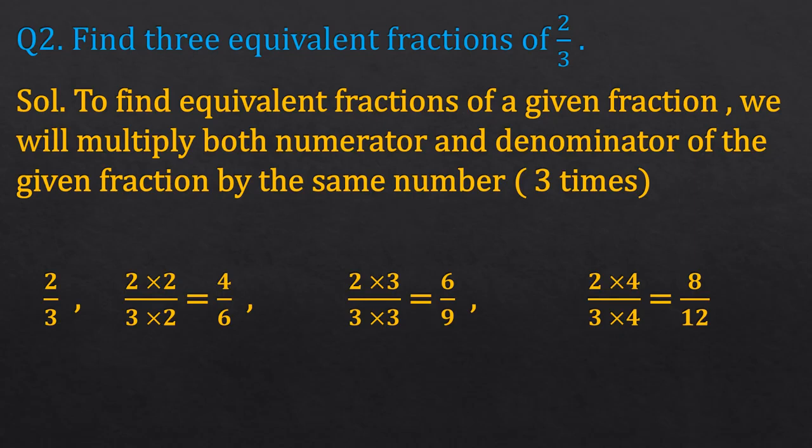Now as we have to find 3 equivalent fractions, the third time we do this: multiply numerator by 4 and denominator also by 4. 2 fours are 8, 3 fours are 12. So 8 upon 12 is the next equivalent fraction. So 3 equivalent fractions of 2 upon 3 are 4 upon 6, 6 upon 9 and 8 upon 12.